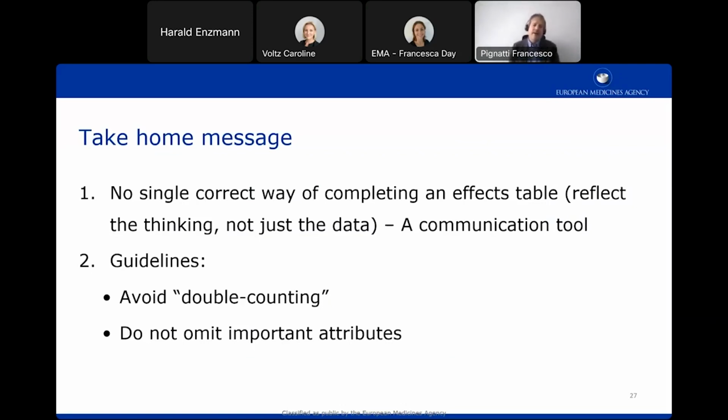So in summary, on this part, on the effects table, there is no single way to complete an effects table, but it's a key part of our communication package on benefit risk. There are guidelines. They warn against unnecessarily inflating with double counting, unless there are many effects that need to be underlined to show how positive the benefit risk is, and at the same time, to not omit important attributes unless really they are not key for the benefit risk.